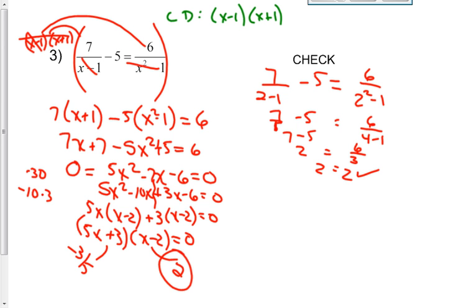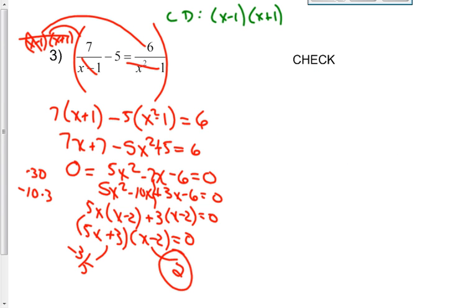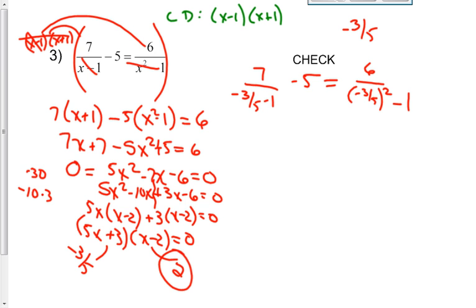All right, now we're going to check the second one. I'm going to get rid of all of this right here so I have some room again. And the number we're checking this time is negative 3/5. This is going to be a fractional check, so this one's going to be kind of messy. 7 over negative 3/5 minus 1. Subtract 5. Does this equal 6 over negative 3/5 squared minus 1? All right, let's start down here in the bottom. Negative 3/5 minus 1. I'm going to change this minus 1 into minus 5/5. Negative 3/5 minus 5/5 is negative 8/5.